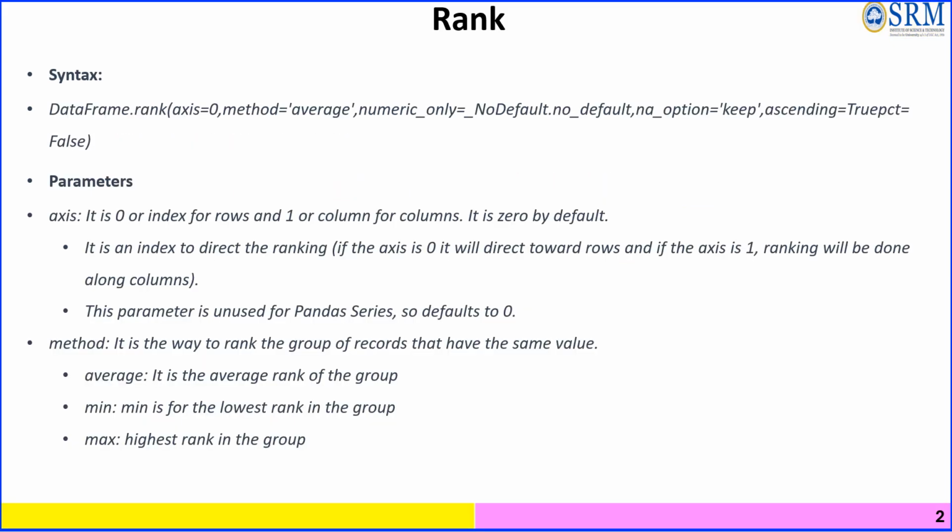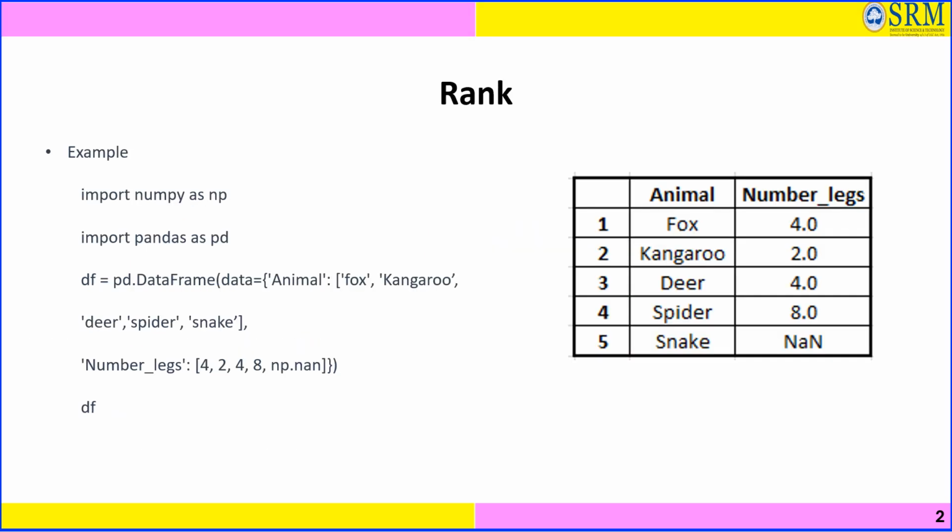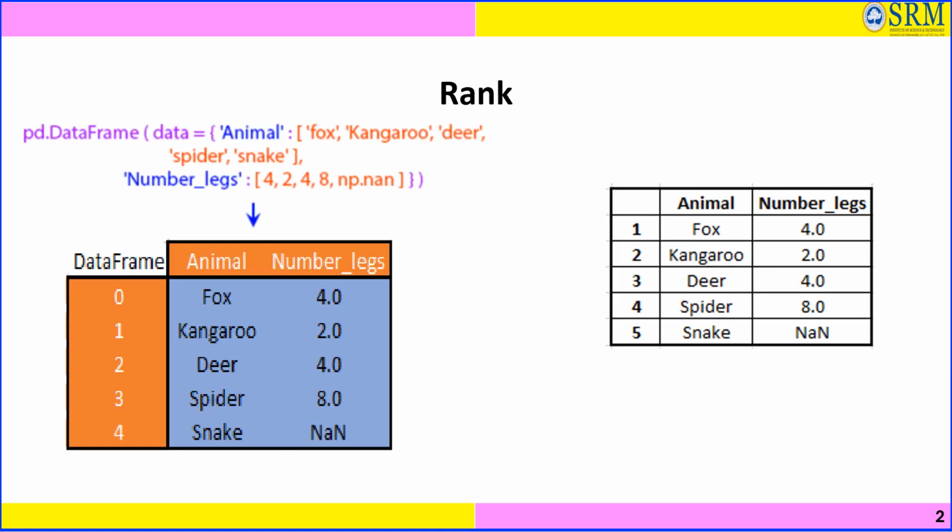Okay, so let's see one example. Here also the syntax is given, and the syntax explanation, which I've seen already. So we'll see one example. Here we are going to use both NumPy and Pandas, so that's why we import NumPy and Pandas, and we are going to create a data frame. For that, animal is the name of one column, and another one is legs. So the data is given, and you have to frame a data frame.